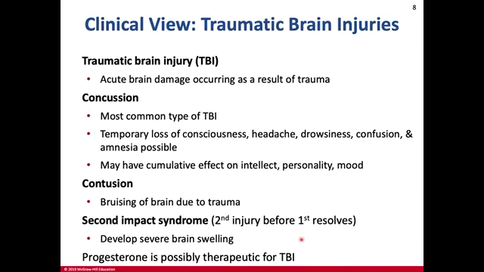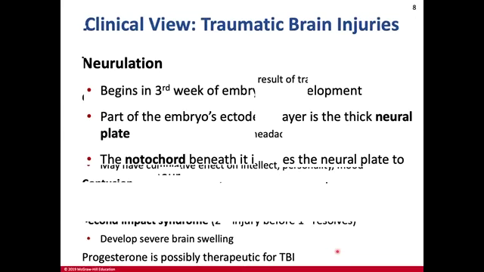And then sometimes we have something called second impact syndrome, which is a second injury that occurs before the first injury resolves, and it develops as what we call a swelling of the brain. And that can be dangerous because it can force the brain through the foramen magnum and damage that tissue, okay? Or it could force the brain against the cranial cavity and damage the tissue that way by crushing it, right?